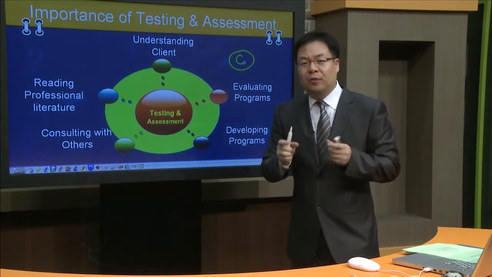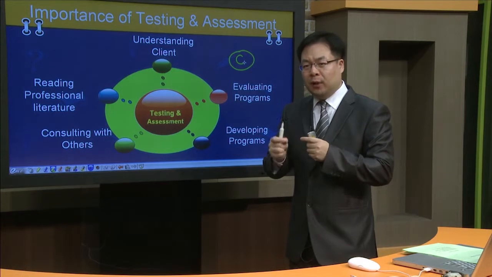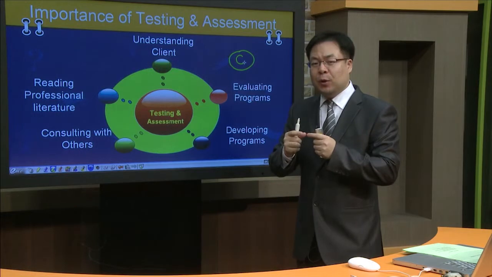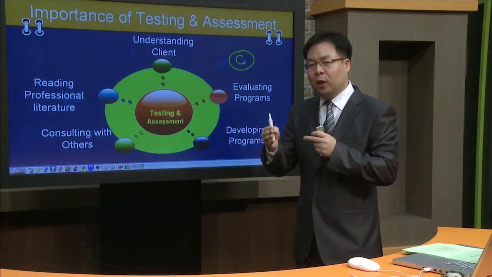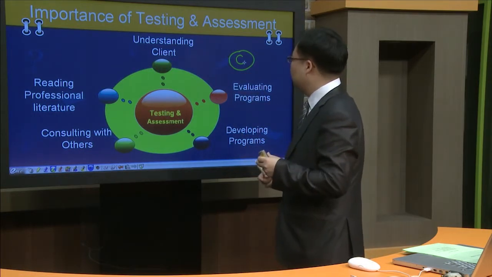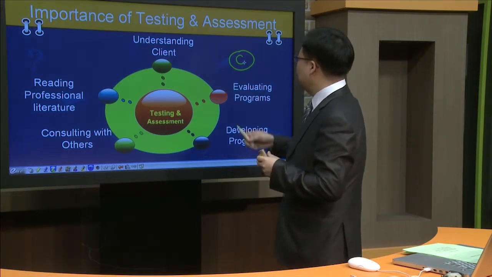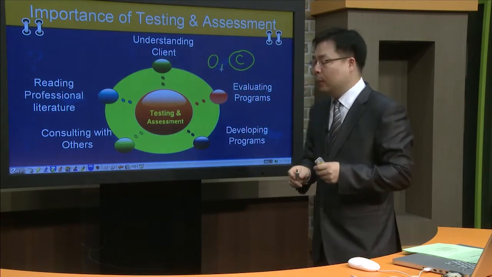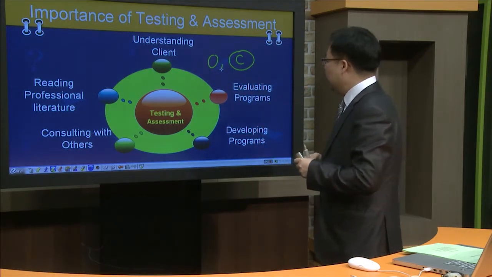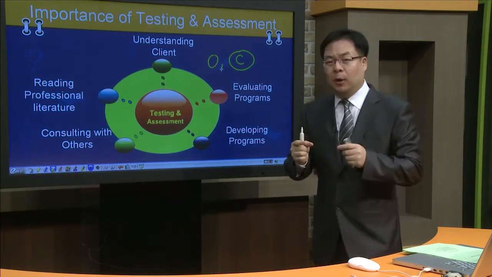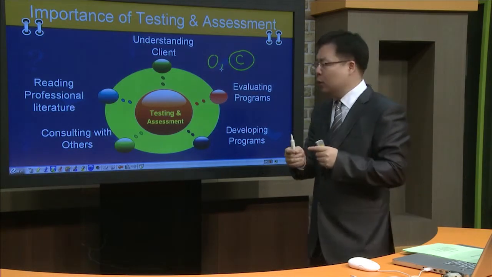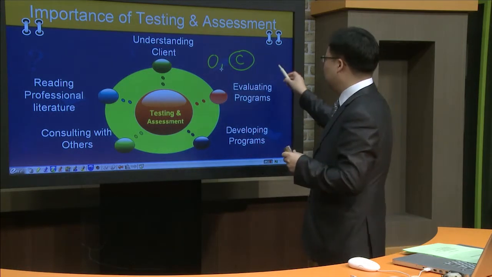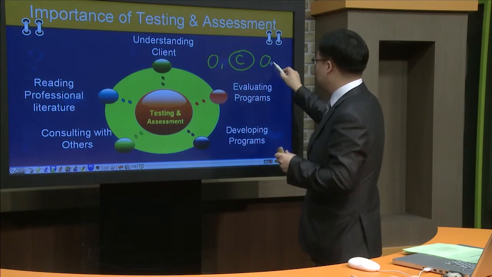Before working with the client, we can measure a certain characteristic of that particular client before the session. That will be, I would say, O1, which means observation 1. And after finishing the counseling with the client, we can observe again. That will be observation 2.